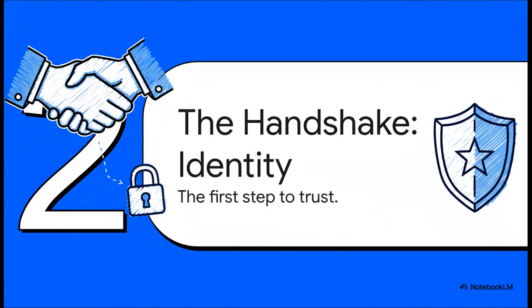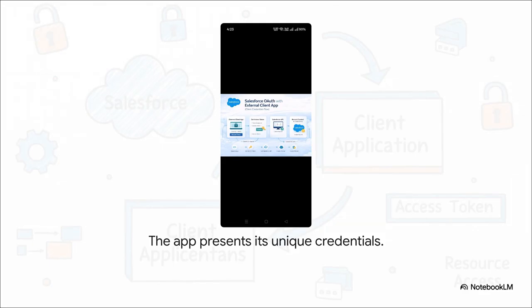Right, so before these two systems can start sharing secrets, they need a proper introduction. You can't just have the app show up and start making demands. It first has to prove to Salesforce that it's legit, that it's an authorized client. This first step, this digital handshake, is all about building that initial trust. So how does this handshake even start? Well, the app makes the first move. It presents its unique set of credentials to Salesforce, something called a client ID and a client secret. This is the very first step in this whole security dance.